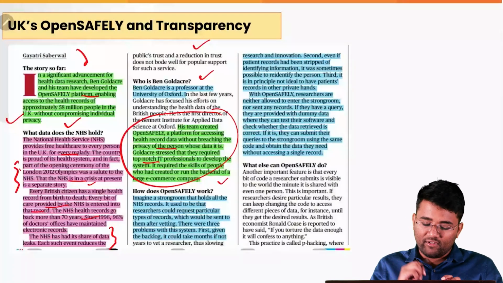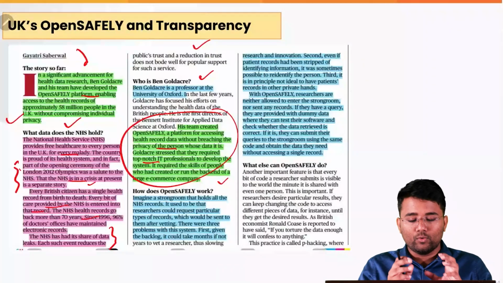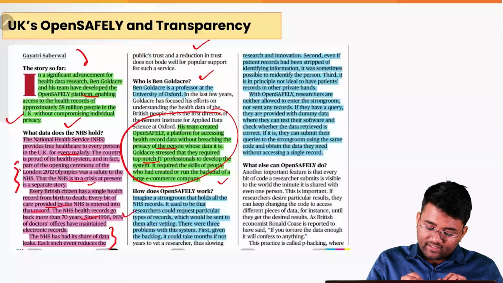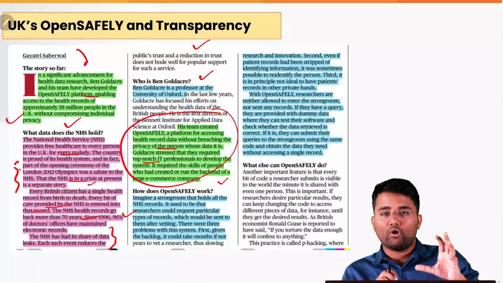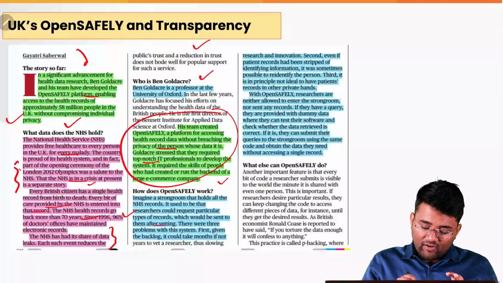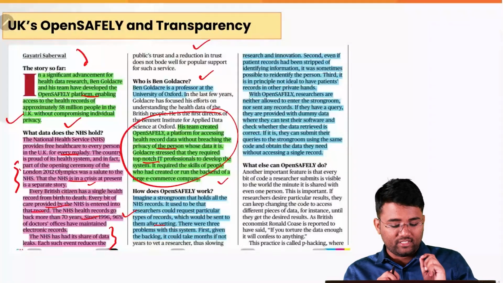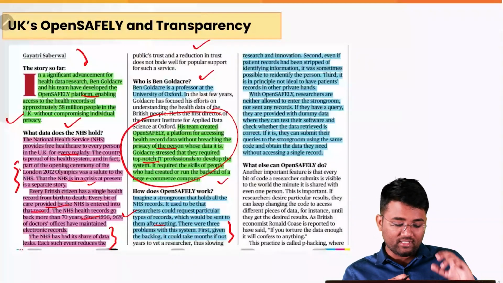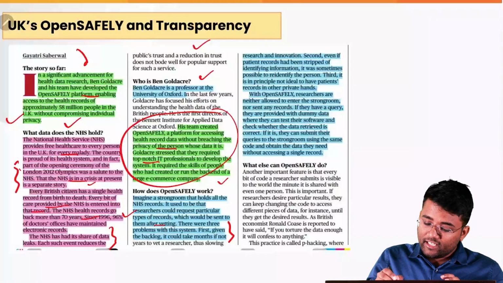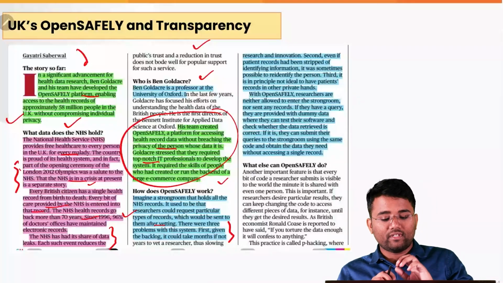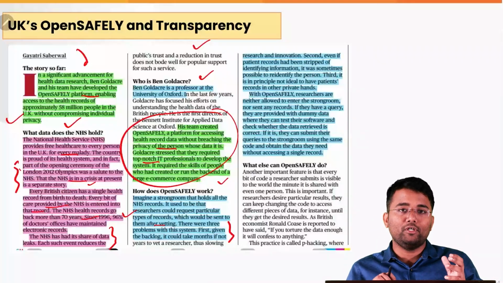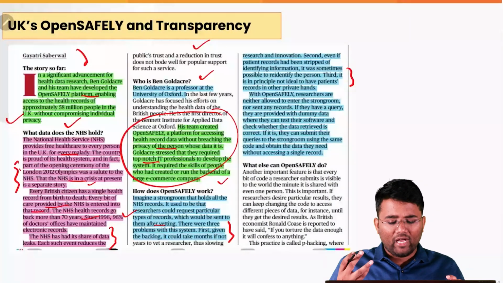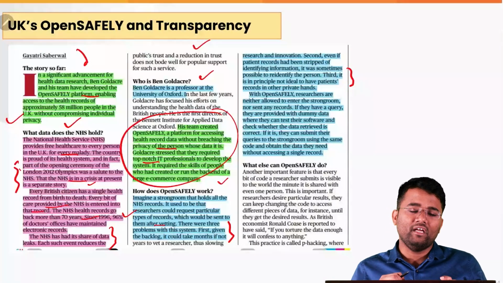And how will OpenSAFELY work? Imagine a strong room that holds all the National Health Service record data. It used to be that researchers could request a particular type of record, which would be sent to them after waiting, and there were three problems with the system. First, given the backlog, it could take months to process the request. Also, even if the patient record had been stripped of identifying information, it was sometimes possible to re-identify that person. Third, in principle, it is not ideal to have patient records in other private hands.